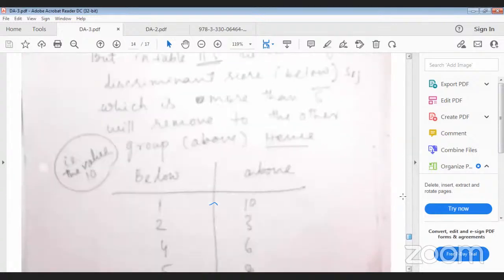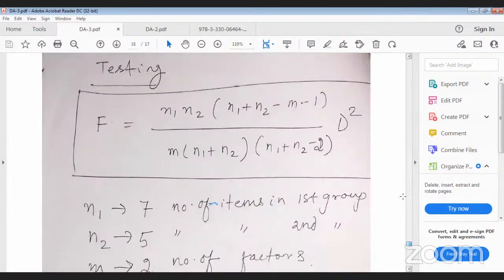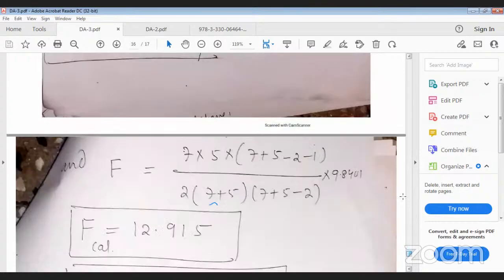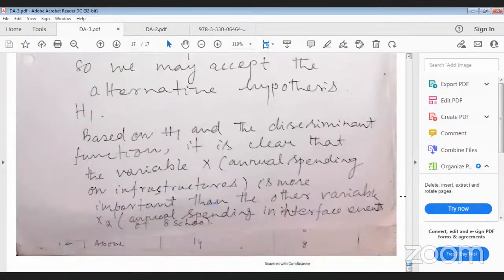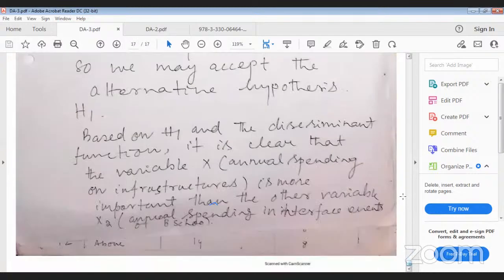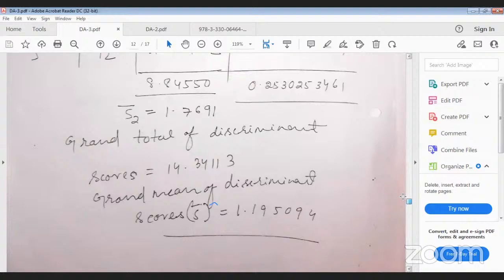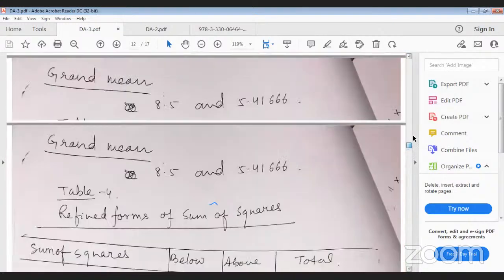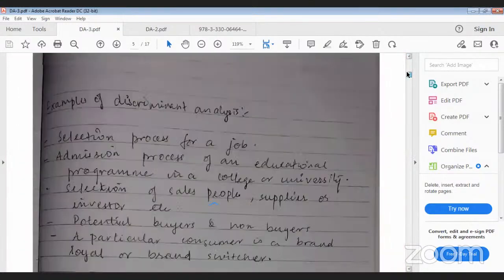Okay, so like this way, this is the testing procedure. I think it is not necessary. So this is all about the discriminant analysis. So now I will show you how to do this by using SPSS, so that you can understand actually the meaning of this discriminant analysis.